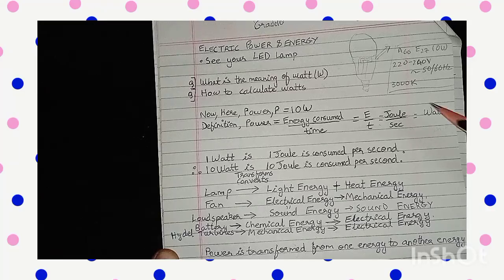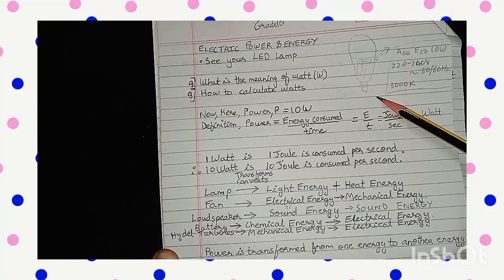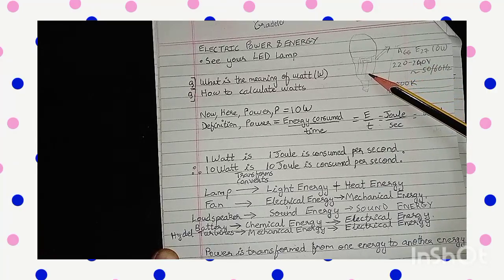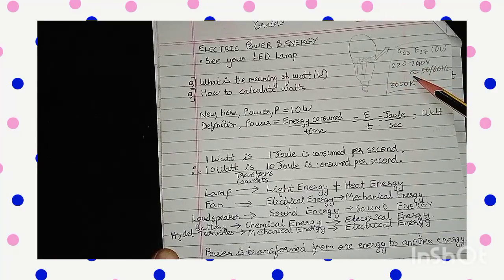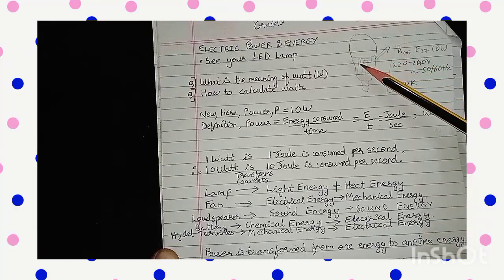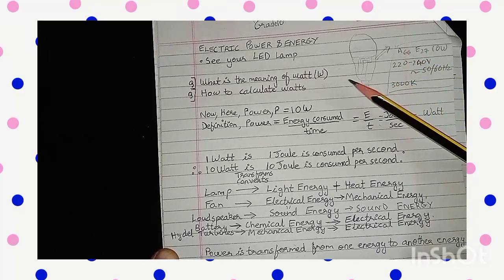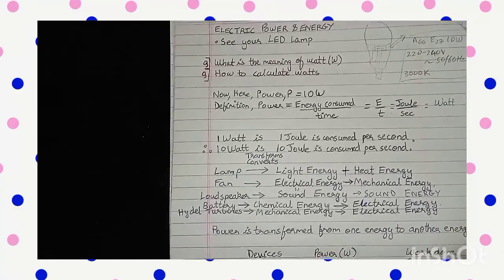If you take an LED bulb, like this, a bulb on which certain things are mentioned, you can easily see the watts. If you go through any LED bulb, there is something written on the bulb. You can go yourself and see any LED bulb, on which your watt would be mentioned. Let's go to the meaning of watt.